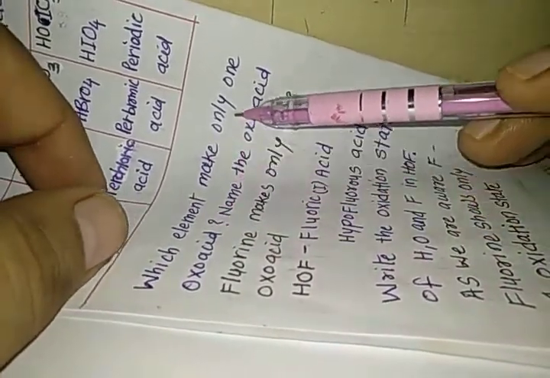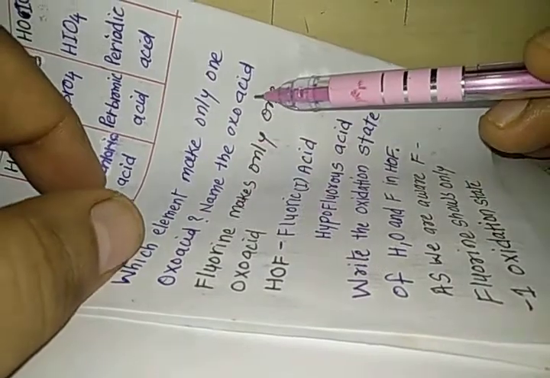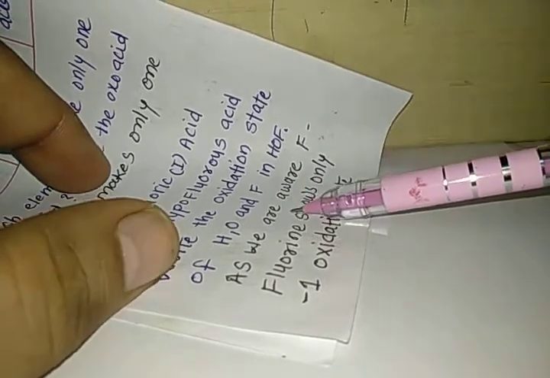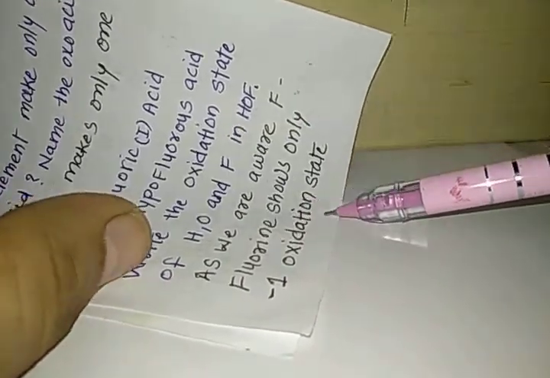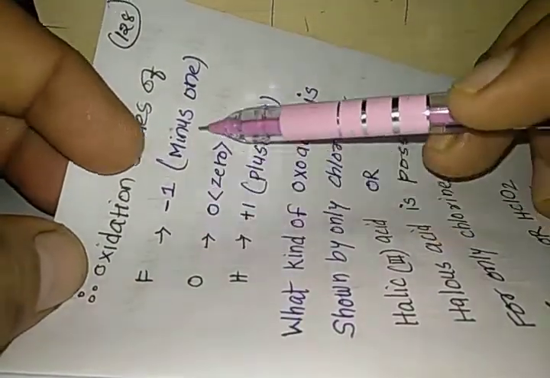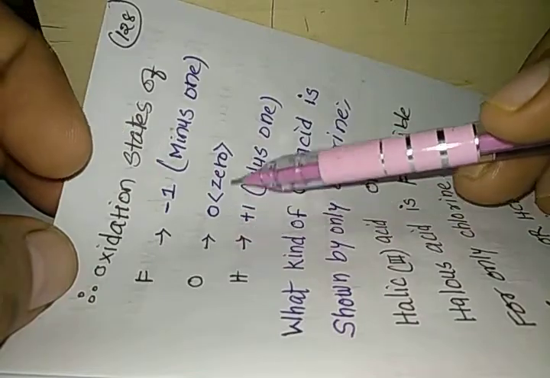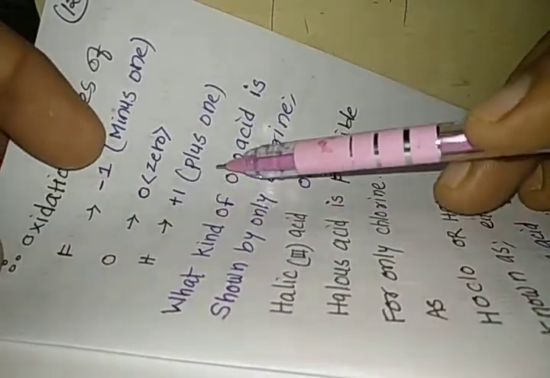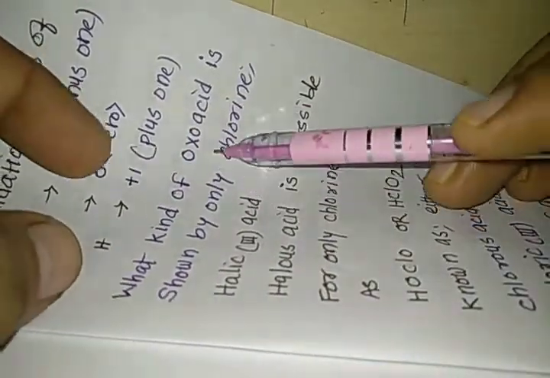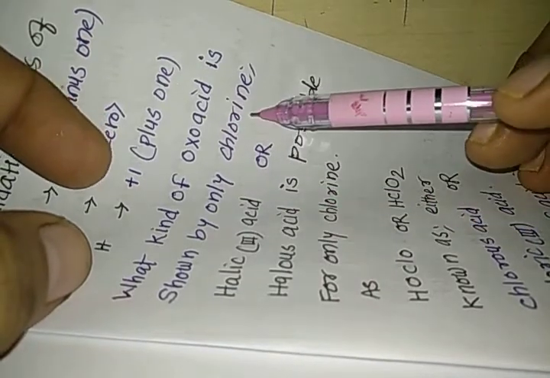Which element makes only one oxoacid? Name the oxoacid. Fluorine makes only one oxoacid, HOF, fluoric(I) acid or hypofluorous acid. Write the oxidation states of H, O and F in HOF. As we are aware, fluorine shows only one oxidation state, and therefore the oxidation state of fluorine is -1, the oxidation state of oxygen is 0, and the oxidation state of hydrogen is +1.